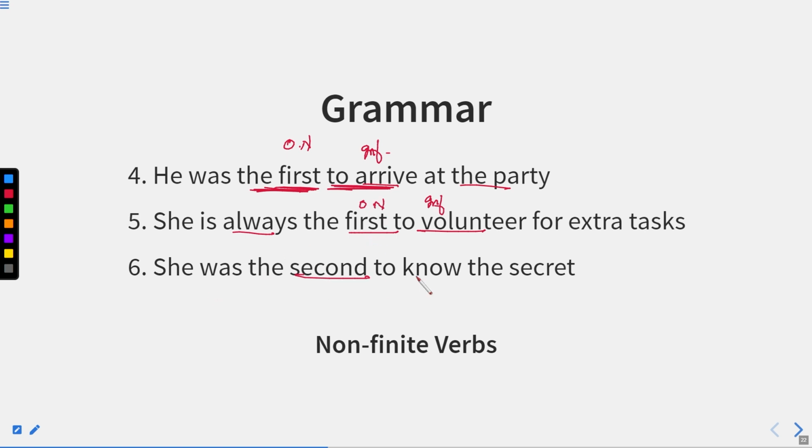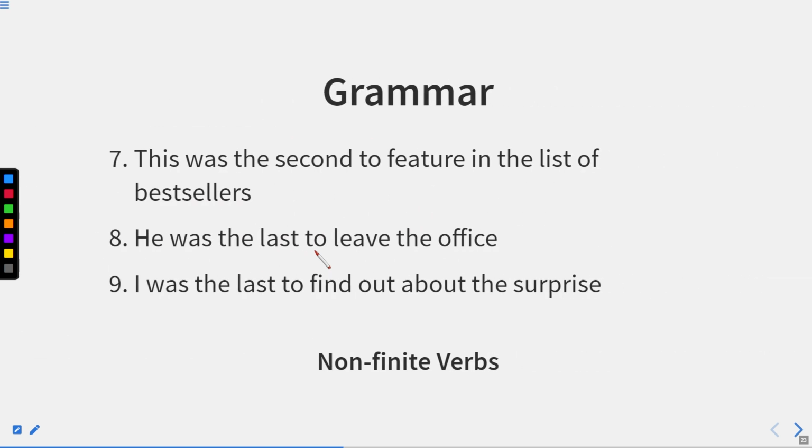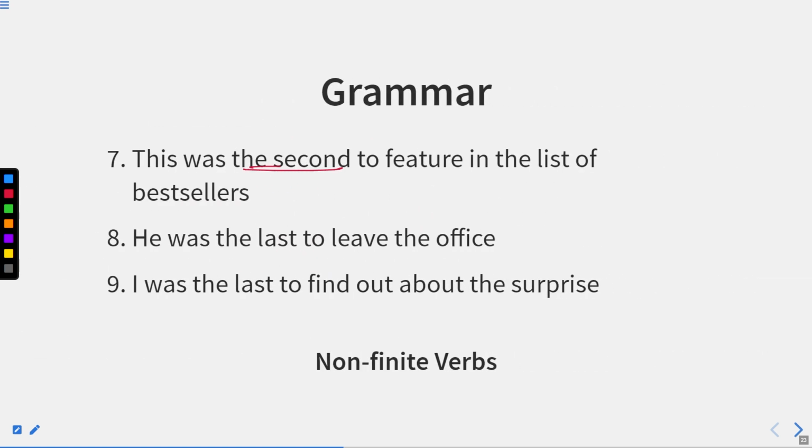She was the second to know the secret. To know is an infinitive, whereas second is an ordinal. So I hope this is clear to you all. So whenever we have these types of structures, we make sentences like these. Now, this was the second. Again, the second is an ordinal. This was the second to feature in the list of bestsellers. So to feature is an infinitive.